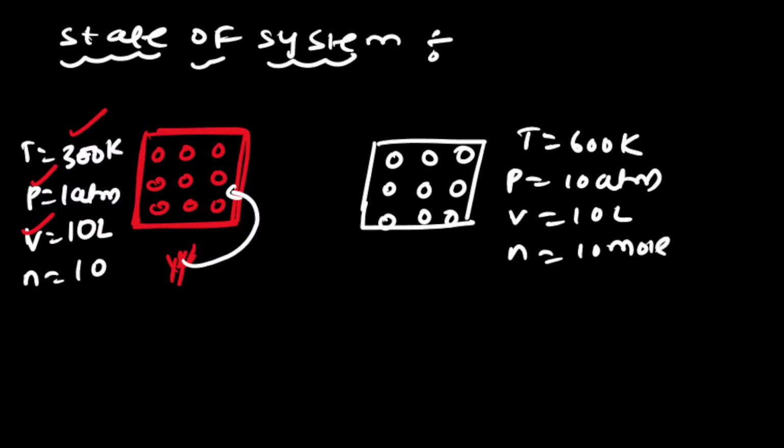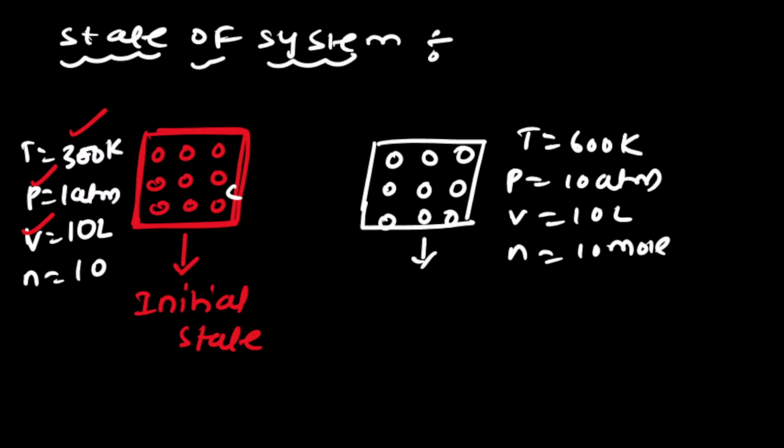Here, by changing at least one thermodynamic parameter, the state of the system has changed from 300 Kelvin to 600 Kelvin. This we call the state of the system. The starting one we call the initial state. After changing one thermodynamic parameter, it reached here, and this we call the final state. This is the initial state and this is the final state. This is known as the state of the system.